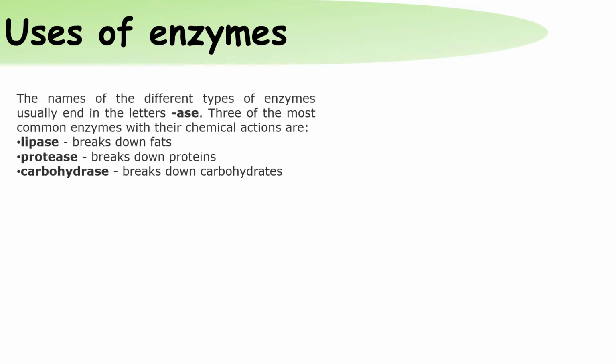Over time, we've found more and more uses of enzymes. At this point, it's worth noting down that anything that you want to break down with an enzyme, you simply take the name of it and put 'ase' at the end. So if you want to break down lipids, you'd call it lipase. To break down proteins, you'd call it protease. To break down carbohydrates, you'd call it carbohydrase. If you're breaking down maltose, it will be called maltase. If you're breaking down fructose, it will be called fructase. It always follows the same pattern.